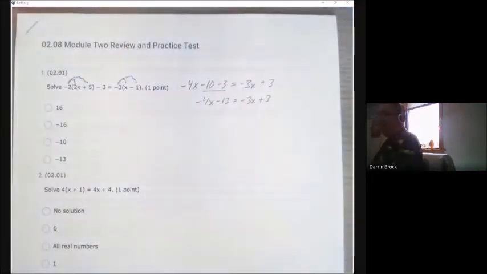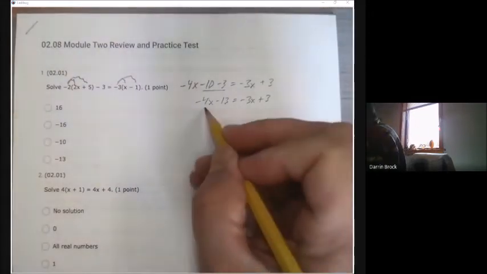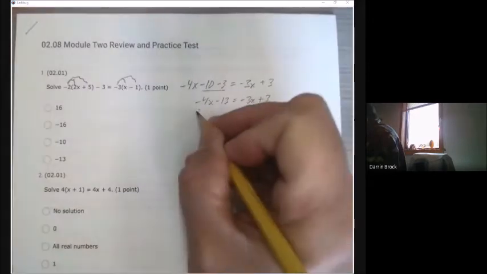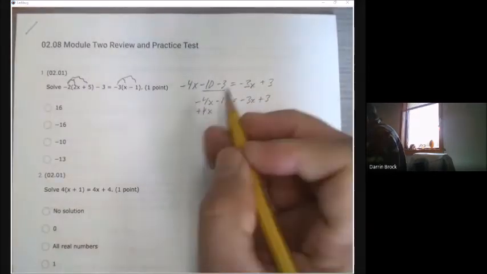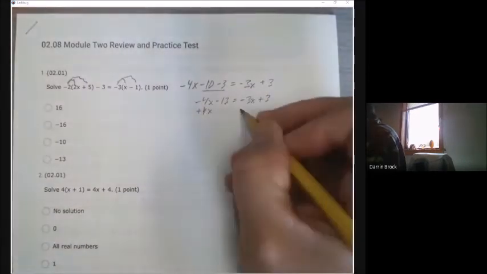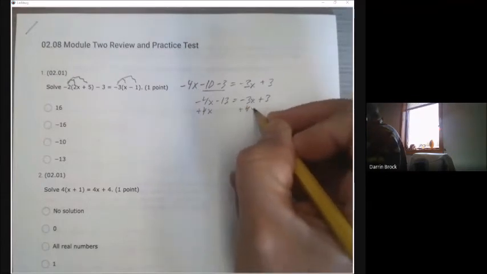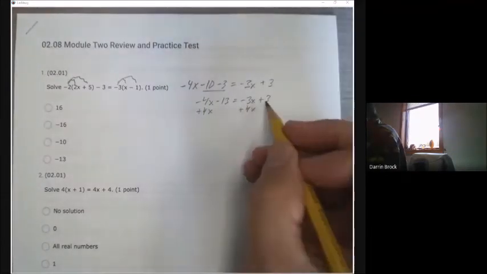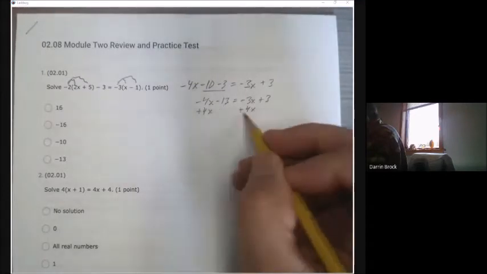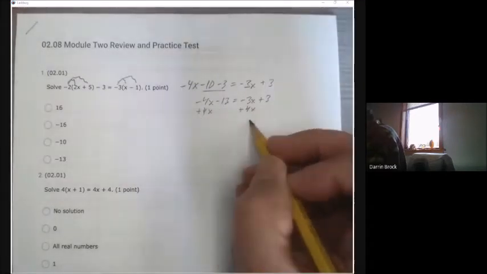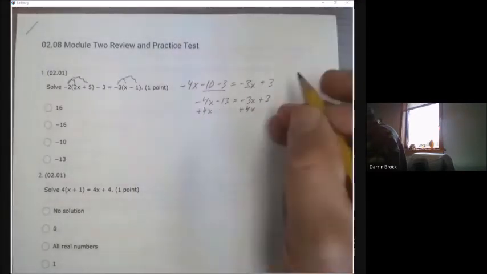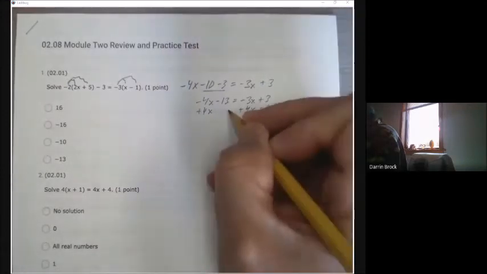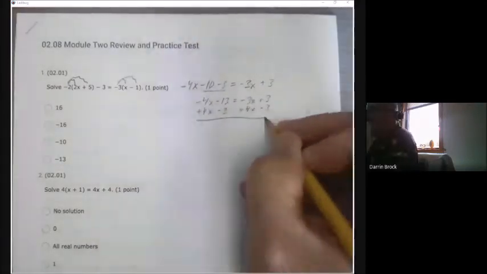Okay, so now I need everything that has an x on one side of the equal sign and everything that doesn't have an x on the other side. So I'm going to go ahead and move this to the other side by adding 4x. Right now it's a -4x, so if I add 4x, that goes away. I have to do it on both sides for it to be equal. And I'm also going to move the 3 to the other side. I'm moving the x's this way, so I'm moving the numbers the other way. So this is a +3, so I'll subtract 3, and we'll do them at the same time.